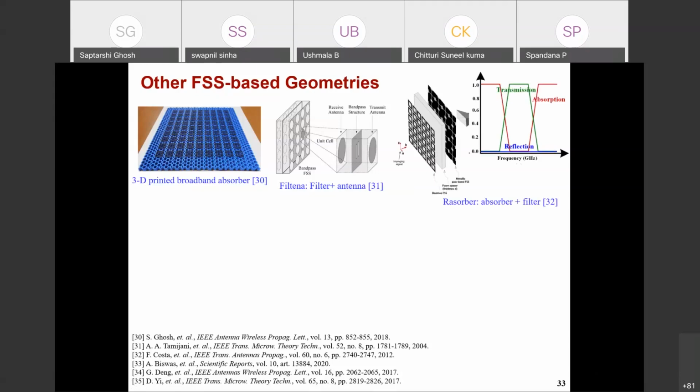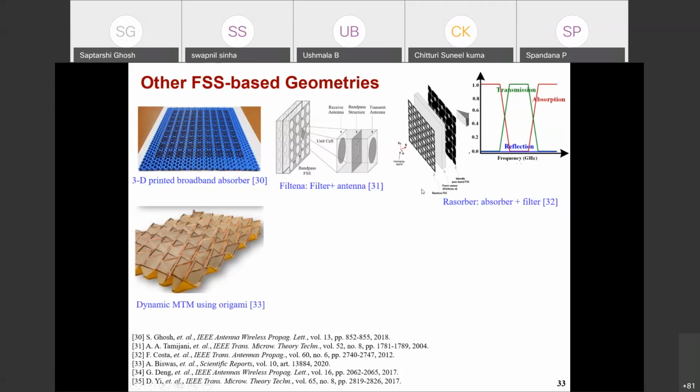There are also cases of dynamic metamaterials using the origami technique, origami being known as a paper folding technique, or a reconfigurable technique. When it is the plain unfolded paper, it behaves at one frequency, but when you use the origami concept, the structure will behave at some other frequency, or it will behave as an absorber, or maybe as a filter geometry, or for other frequency cases. So this is the origami concept we can use.